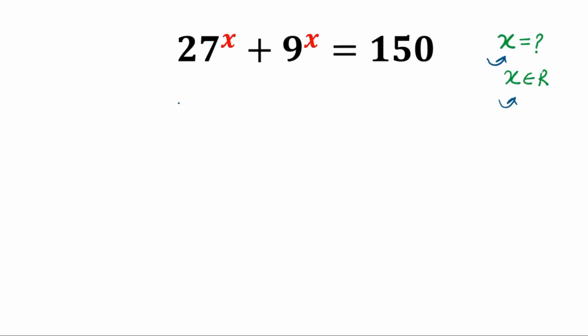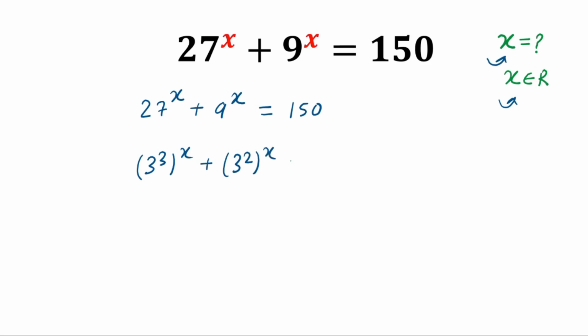Now let's start the solution of this question. Here 27^x + 9^x = 150. 27 is (3^3)^x plus 9 is (3^2)^x, and this is equal to 150.